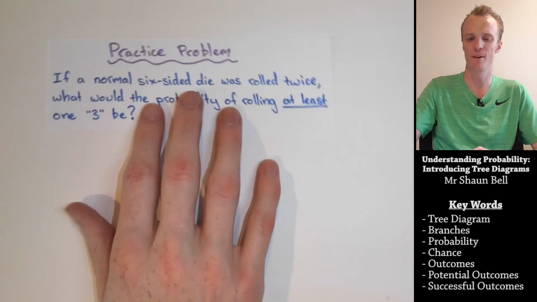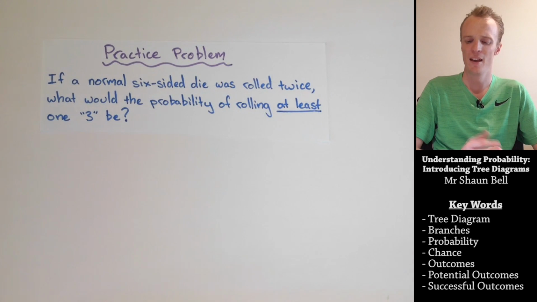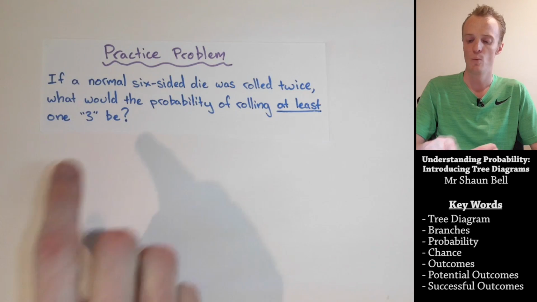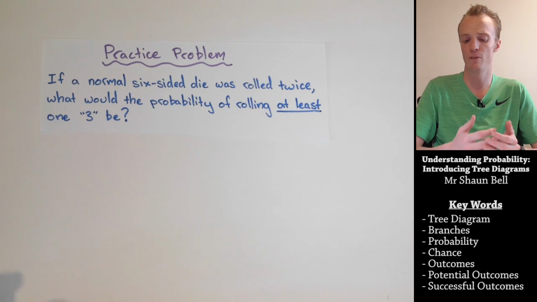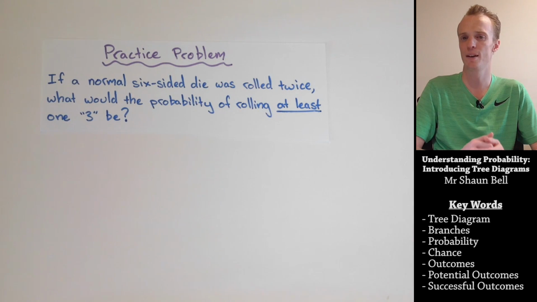So now it's time for a practice question for yourself. If I was to roll a normal 6-sided die twice, what would the probability of rolling at least one 3 be? Try drawing a tree diagram first before trying to answer this question.